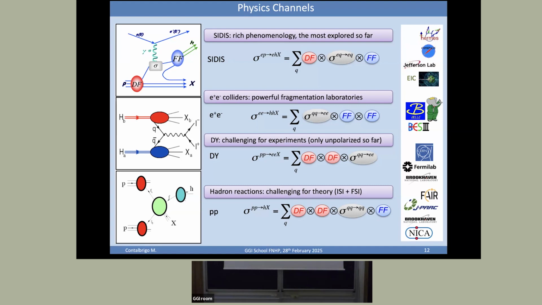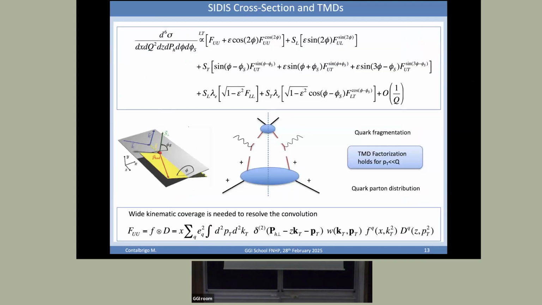But what I would like to show you, there are many laboratories that intend to do this kind of measurements, but SIDIS is really a good compromise because it's clean and also provides you all the rich phenomenology, okay? So let's move to some more detailed description.